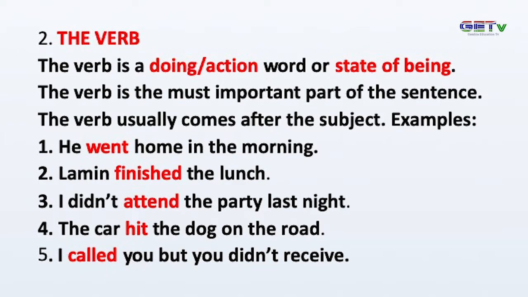Examples, he went home in the morning. Our verb is went, which comes after the subject he. The verb is the most important element in the sentence. Without a verb, you cannot make a sentence. The verb is a doing or action word or state of being. The verb usually comes after the subject.